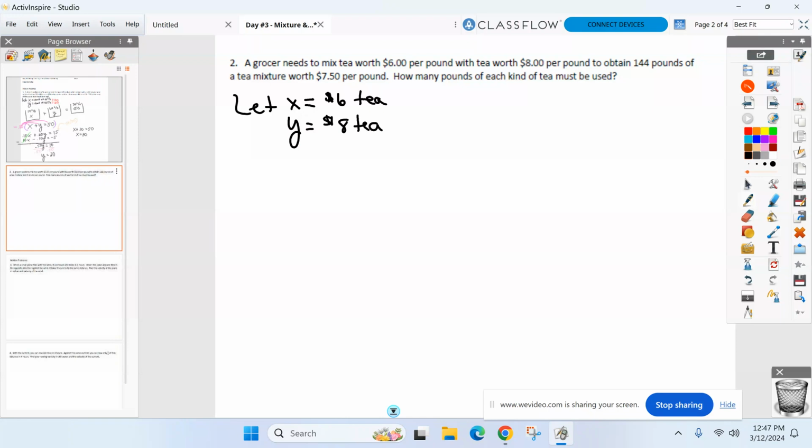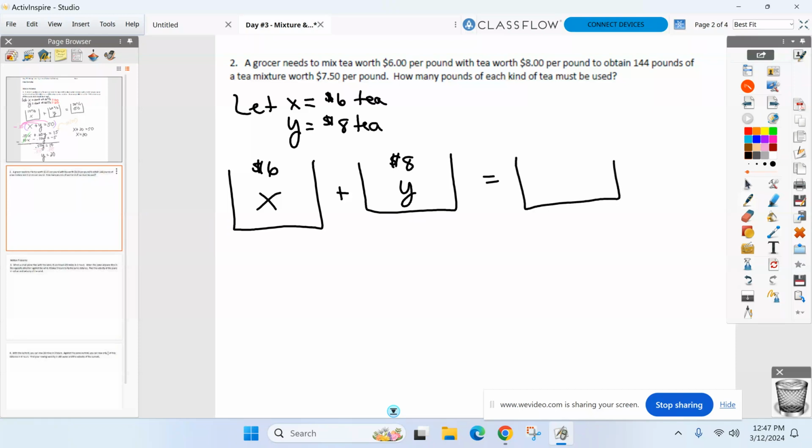Again, it's very easy. These problems are much easier for me when I have a visual to see. So what's in bucket one? $6 tea. Do we know how much we have? Well, X, right? We have X pounds. All right, add it to bucket two, which has what in it? All that $8 tea, the high-end stuff, equal to Y. Shake them up, mix them together.